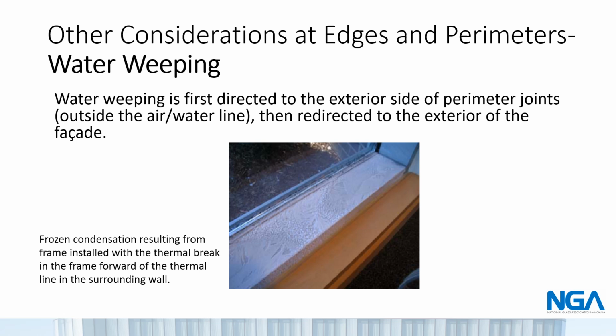A second consideration is water weeping. This occurs when water is occasionally wept from the glazing system into the sill or jamb perimeter conditions or is collected in head conditions of the glazing system. Any water collected by the glazing system is first directed to the exterior side of perimeter joints, outside the air and water line, then redirected to the exterior of the facade.